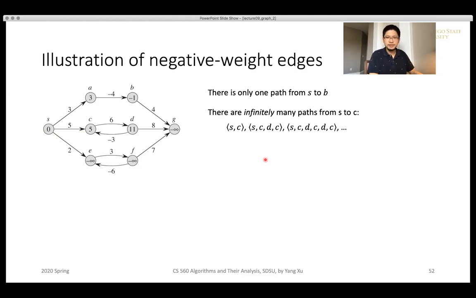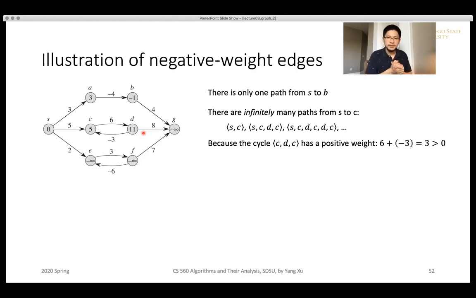Why is this the case? Because, for example, the single edge from S to C is one path, right? But we can also go from S to C and then to D and then back to C. That is one path as well, right? From S, C, D, C, this sequence between the angle brackets is also a path. But this is not the end. We can also go on infinitely, right? We can go from S to C to D to C and then to D to C again, which is S, C, D, C, D, C. So this is also a path. So as long as there is a cycle in it, there are infinitely many paths from S to C.